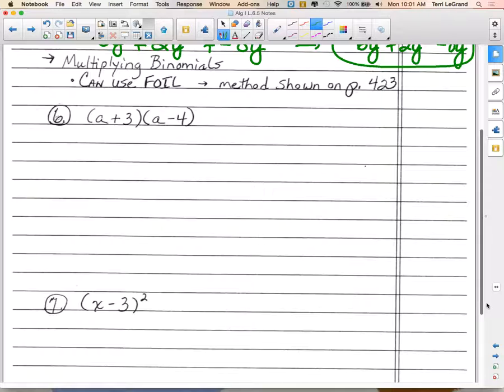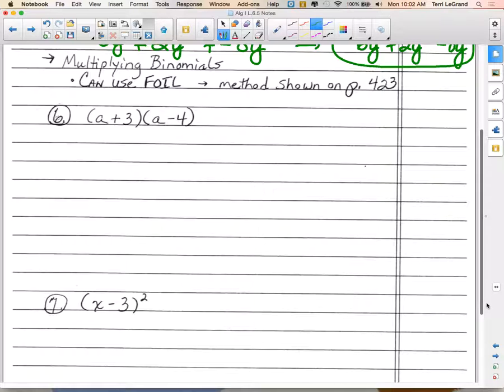What do they mean by the outside? Outside terms. So the first one of the first binomial and the last one of the second one, they're on the outside, they're on the outskirts, okay? And I stands for inner, those are the ones that are on the inside, they're the middle ones. They're the end of the first one and the beginning of the second one, right? And then L stands for last, and that is the last of each of them.